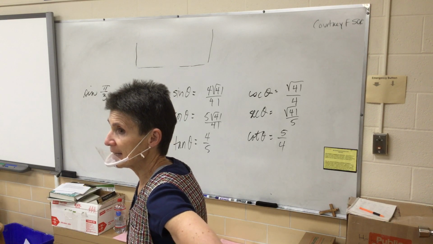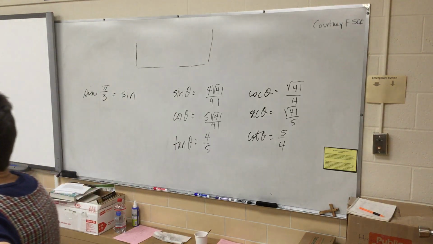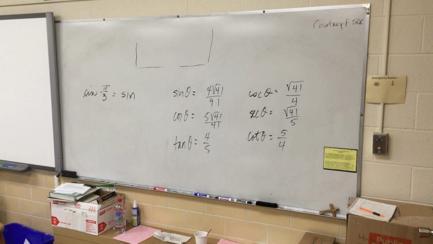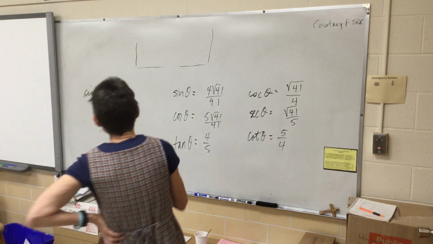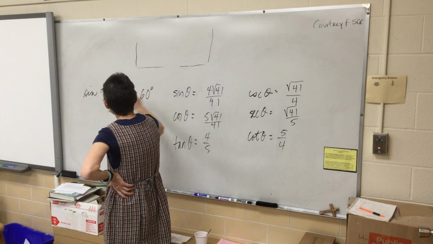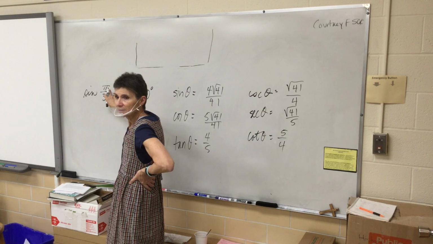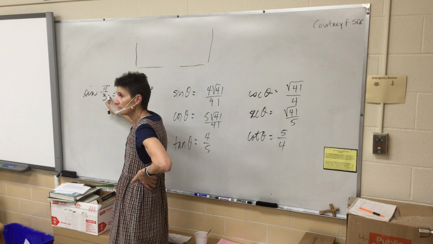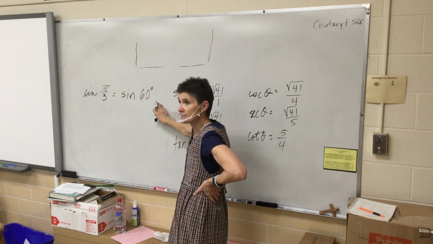So let's try this again. This didn't go over so well when I did this the other day. Let's try it again. We know that pi is 180, right? So what would pi over 3 be? If a whole pi is 180, what's a third of a pi? 60. Yeah. Remember, pi is 180. We're dividing that by 3. So this is 60 degrees.